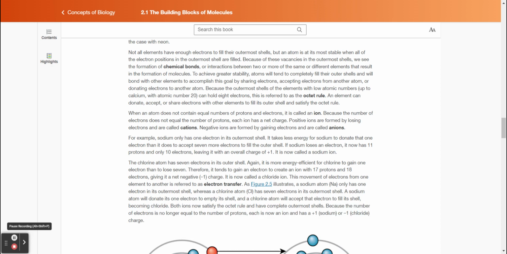Because the outermost shells of the elements with low atomic numbers, up to calcium with atomic number 20, can hold 8 electrons, this is referred to as the octet rule. An element can donate, accept, or share electrons with other elements to fill its outer shell and satisfy the octet rule. When an atom does not contain equal numbers of protons and electrons, it is called an ion. Because the number of electrons does not equal the number of protons, each ion has a net charge. Positive ions are formed by losing electrons and are called cations. Negative ions are formed by gaining electrons and are called anions.